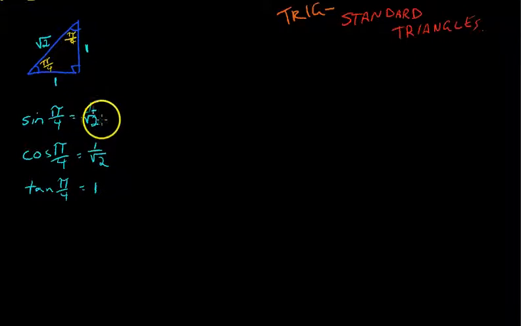Now, depending on who your teacher was, they may have also rewritten these two, not as 1 on root 2, but as root 2 on 2, root 2 on 2. You do that just by multiplying top and bottom both by root 2. This doesn't really change though.